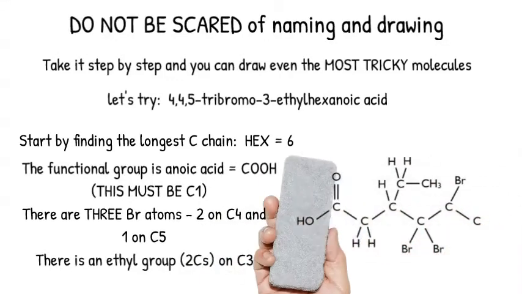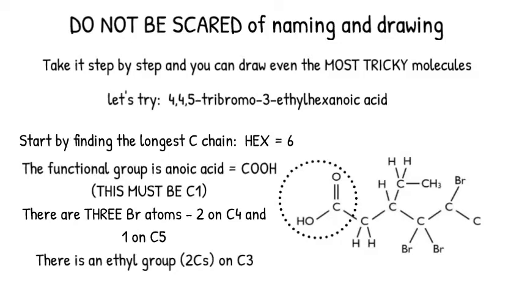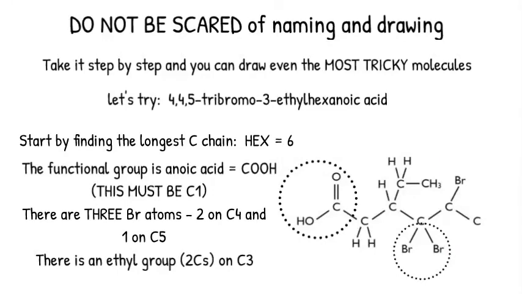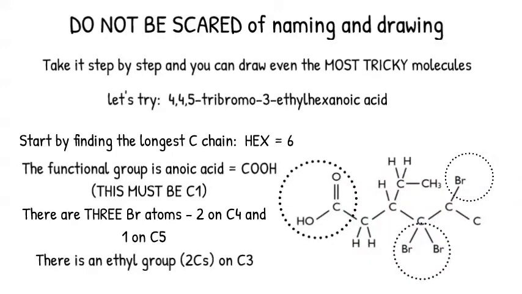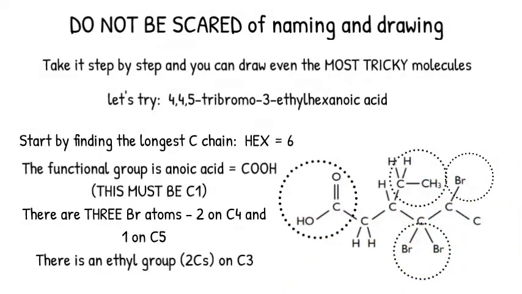Take a look at this molecule here. You can see it has 6 carbons in its longest chain. Here's its carboxylic acid group, which is carbon 1. Here are 2 of the bromines on carbon 4 and 1 bromine here on carbon 5. And here on carbon 3 is the ethyl group. Note, an ethyl is a CH2CH3.